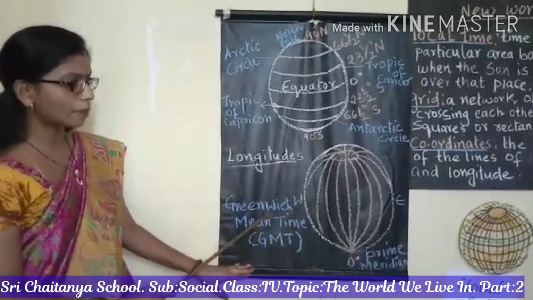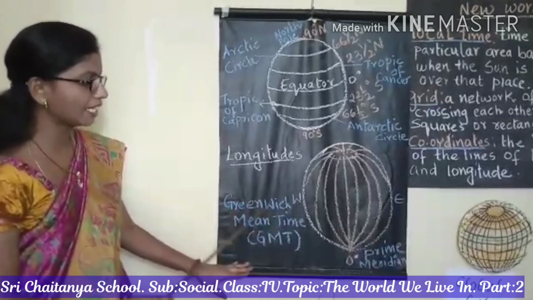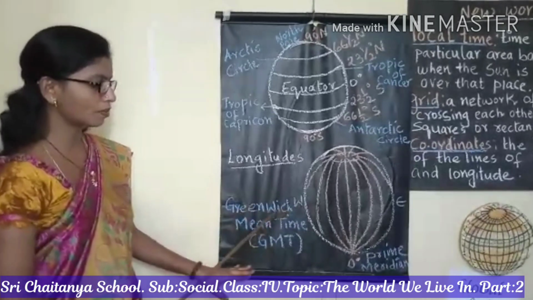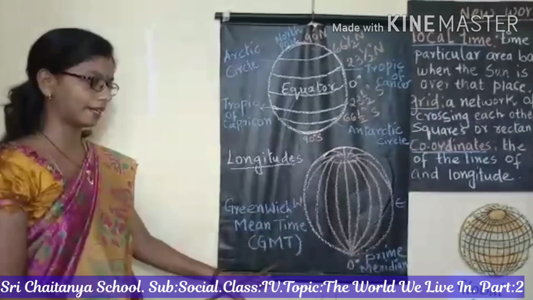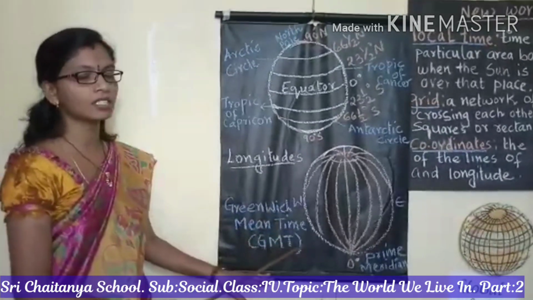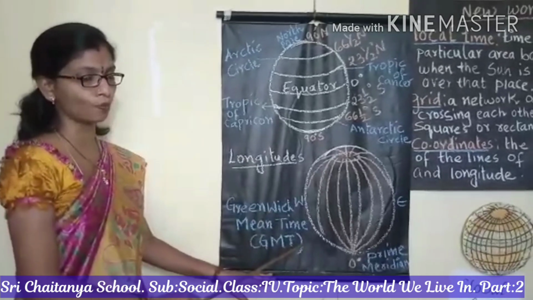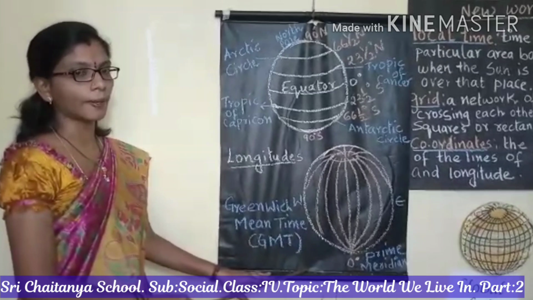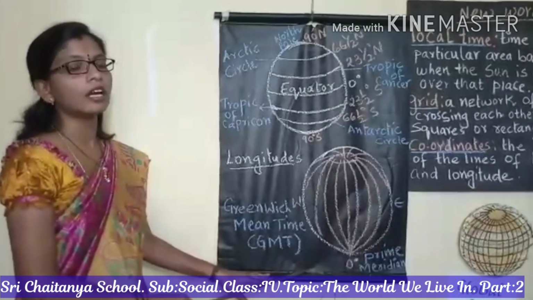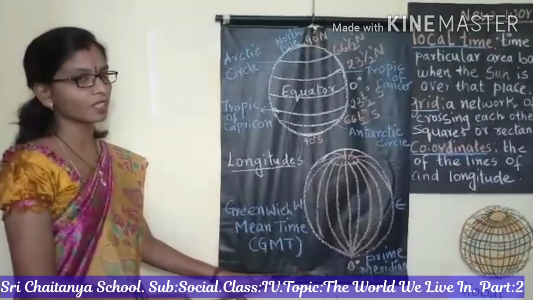Here children, W is silent. It is Greenwich. Greenwich Mean Time. And it is also known as the International Standard Time. And this Greenwich Mean Time is also used to calculate the time at all the places on the earth and also the longitude of the earth.